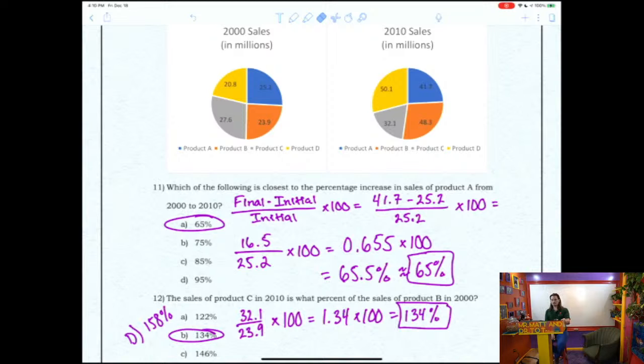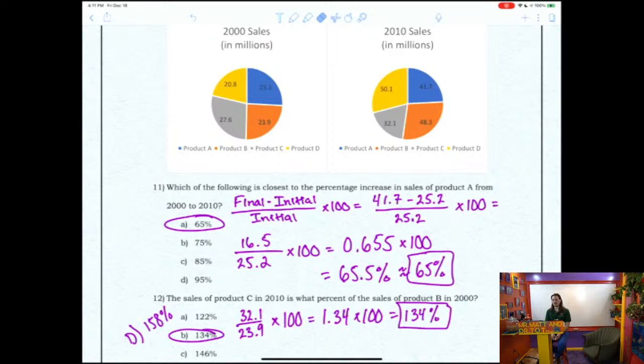Okay, so for number 11, they're asking for the percentage change in product A from 2000 to 2010. So the sales of product A in 2010 will be our final value. The sales of product A in 2000 would be our initial value. So final minus initial divided by initial quantity times 100 would be equal to 41.7 minus 25.2 quantity divided by 25.2 whole quantity times 100. 41.7 minus 25.2 is going to give us a 16.5.